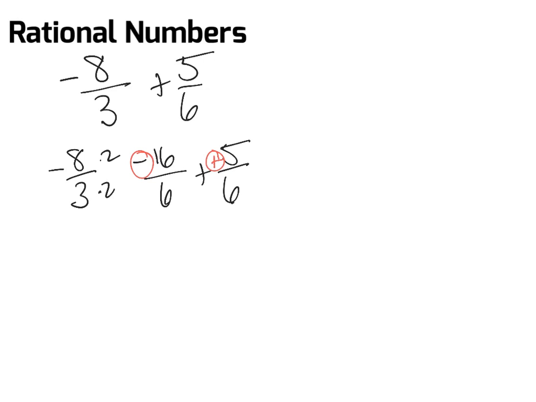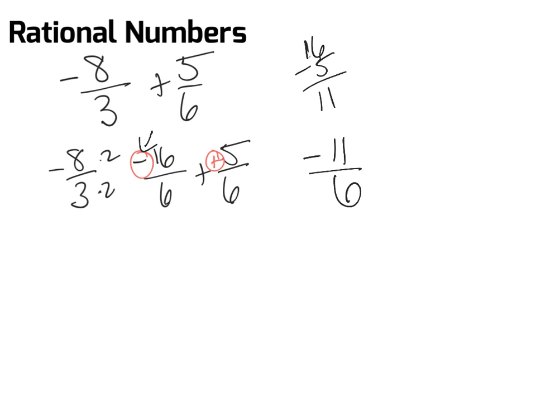So I'm going to take negative 16 plus 5. So I'm really going to subtract, I'm really going to do 16 minus 5, and I'm going to get 11. And then I'm going to keep this negative sign because this is the larger number. So I'm going to have negative 11/6.